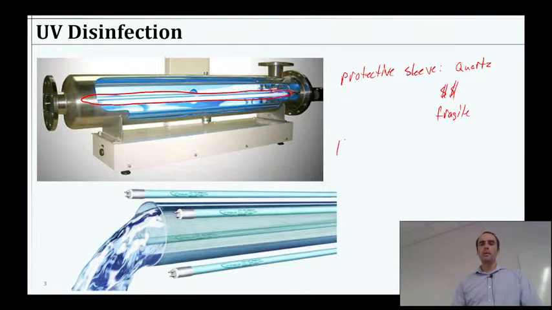Most of these are going to be mercury. So Hg is mercury, fluorescent lamps.